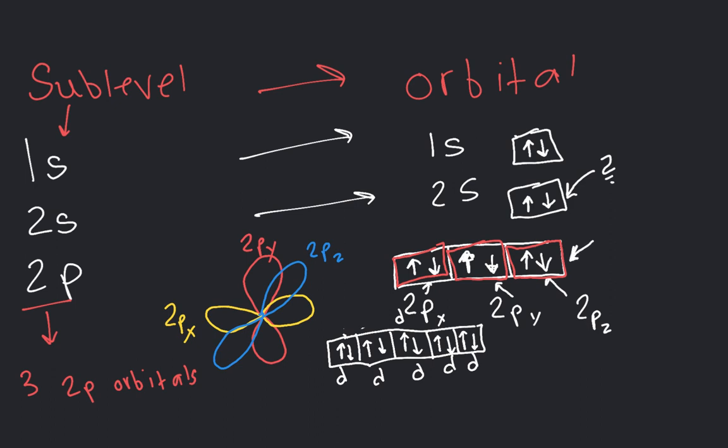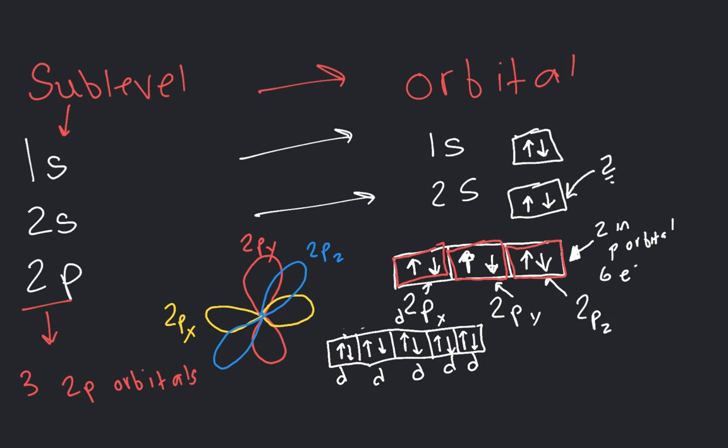How many electrons are in the p sublevel? So there's 2 electrons in a p orbital, but the p sublevel, the 2p sublevel, can hold 6 electrons.